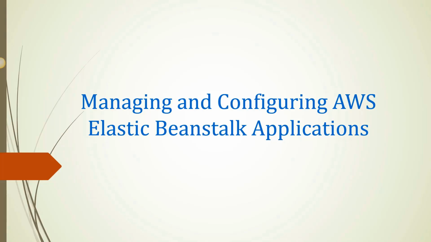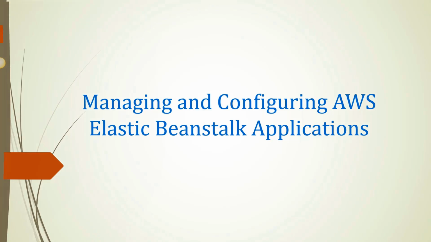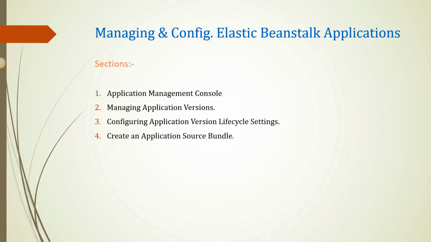Now let's talk about managing and configuring AWS Elastic Beanstalk applications. So here the sections are: first is Application Management Console, second is Managing Application Versions, third is Configuring Application Version Lifecycle Settings, and fourth is Create an Application Source Bundle. So now let's see managing and configuring Elastic Beanstalk application in detail.